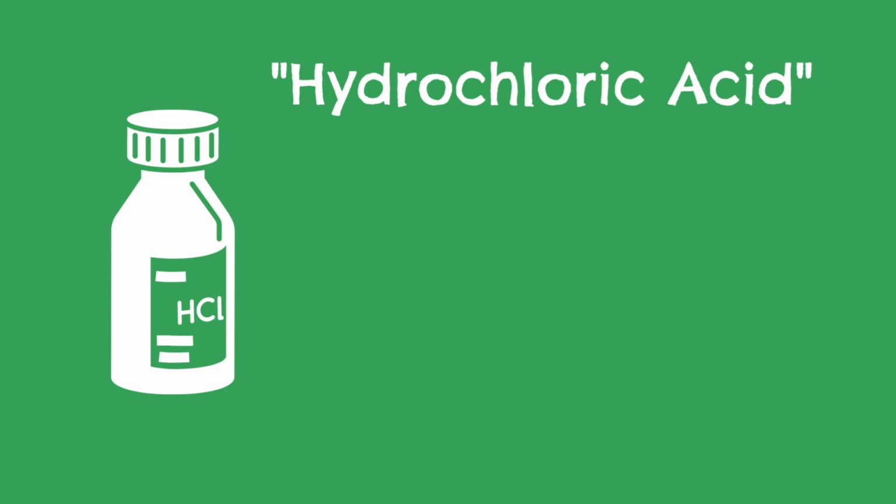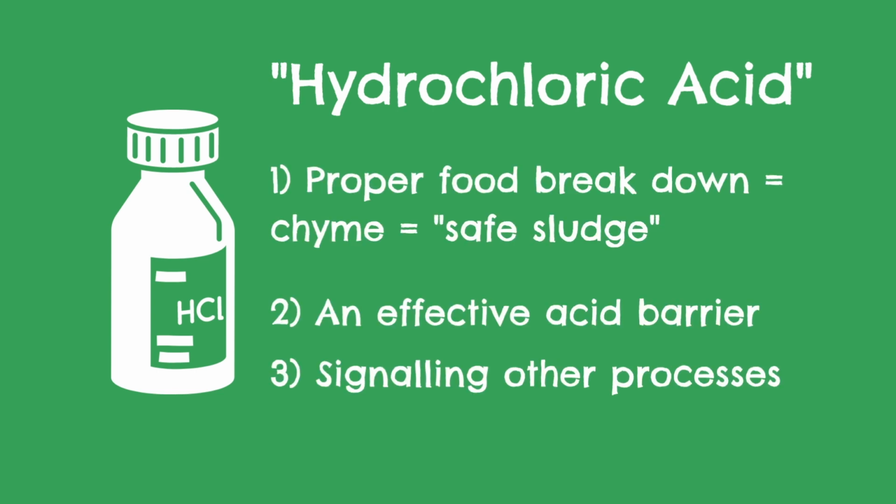So, as we covered in the free introductory gut primer series, which I highly suggest checking out if you have not already, stomach acid is referred to as hydrochloric acid and is commonly abbreviated to HCl. And HCl serves 3 important roles in the body. It breaks down our food into a safe form. It acts as an acid barrier to reduce the burden on our immune system, and it works to signal other digestive processes to begin and to end.